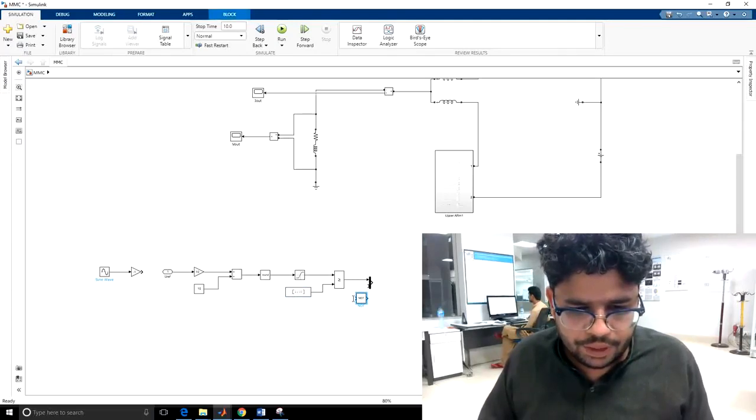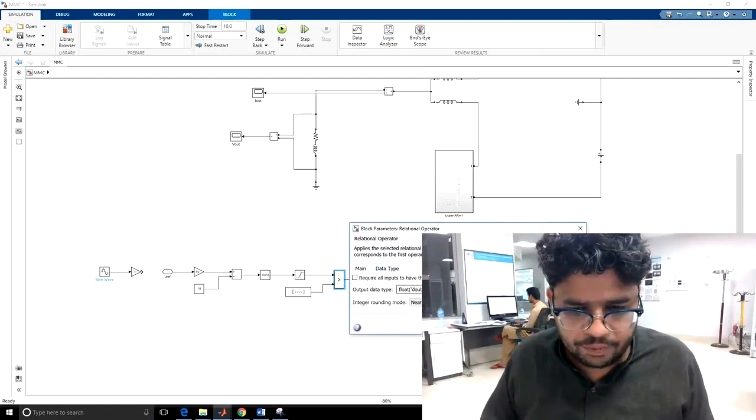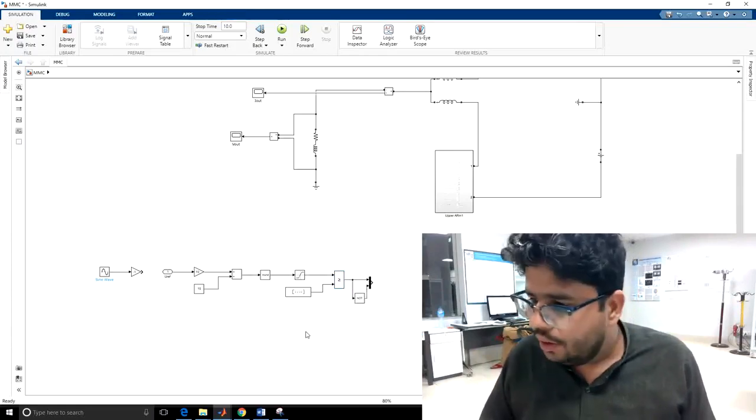We will connect the NOT gate here to get signals. One thing should be taken care of here: this setting should be data type double here. This is very important. Here it should be nearest.